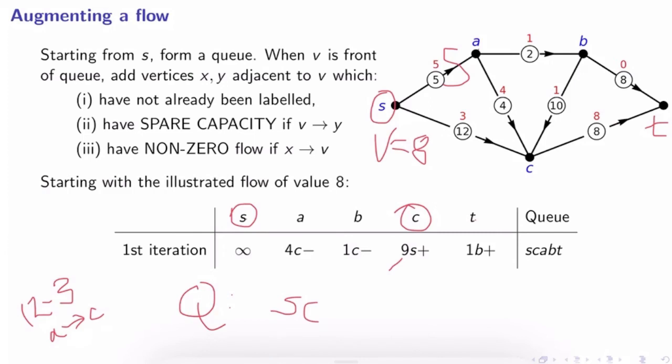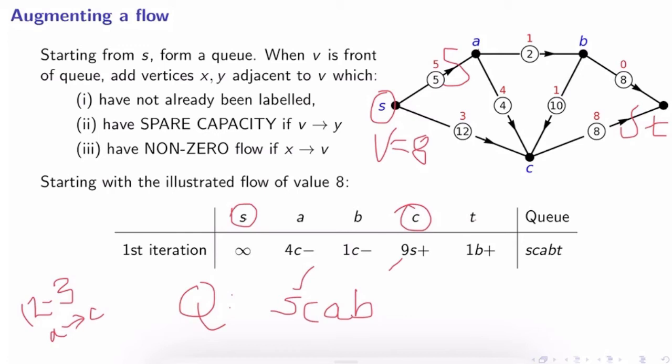Now we've dealt with S, and we now look at C. So when we look at C, what do we see adjacent to C? Well, there are 2 vertices adjacent to C. So C can see both A and B. It doesn't, by the way, see T because this edge is saturated. But it can see A and B, because the edges coming into C, they come into C from A and B, and they both have non-zero flow.